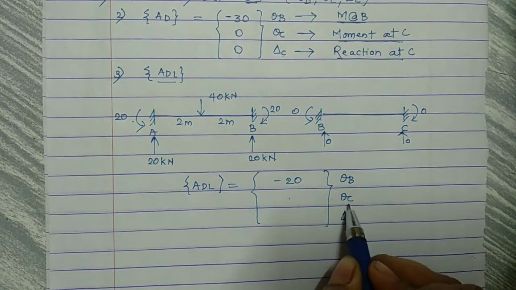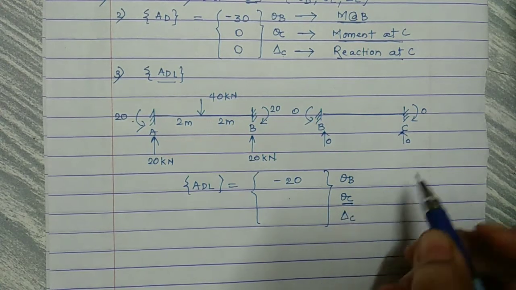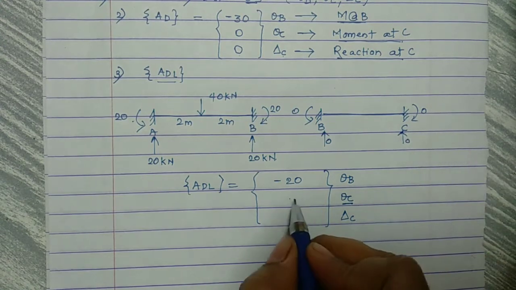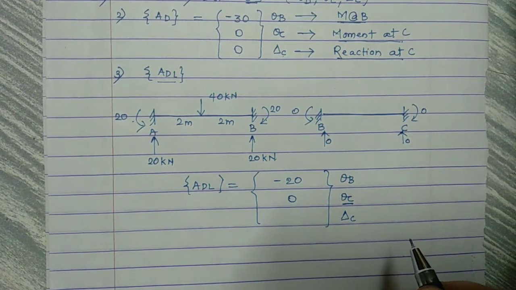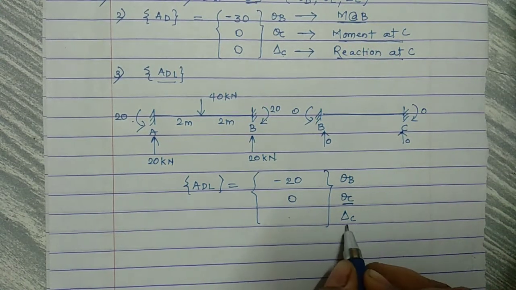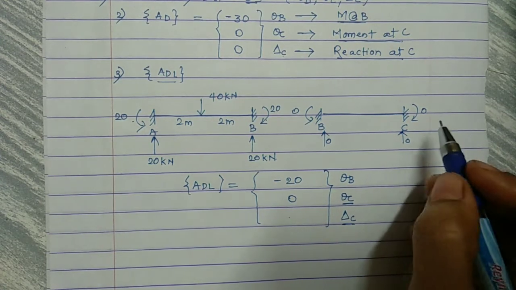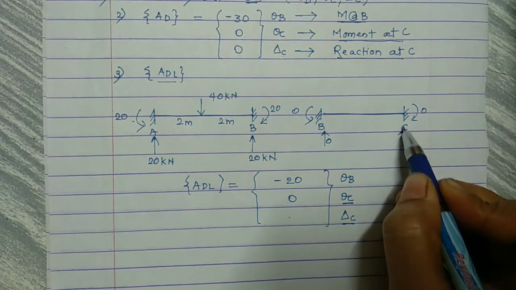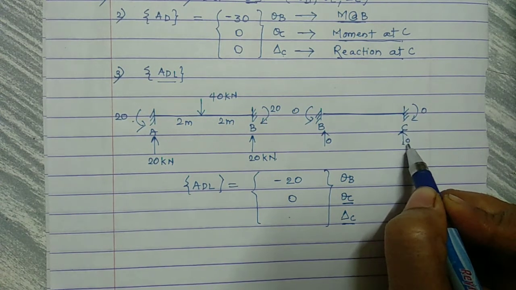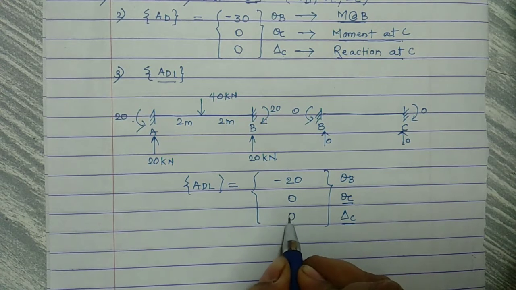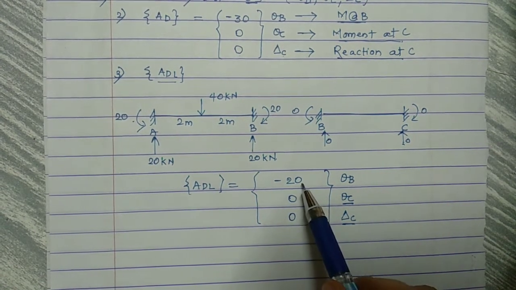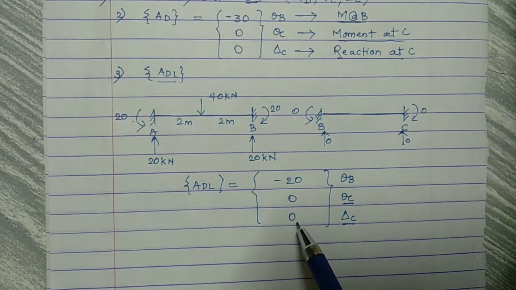Second element, action corresponding to theta C. So moment at support C in the restraint figure, this is 0. Right here 0. And third element, action corresponding to delta C. So action corresponding to delta C, that is reaction at C, at support C. So this reaction is 0. So right here 0. So this is the ADL matrix: minus 20, 0, 0.